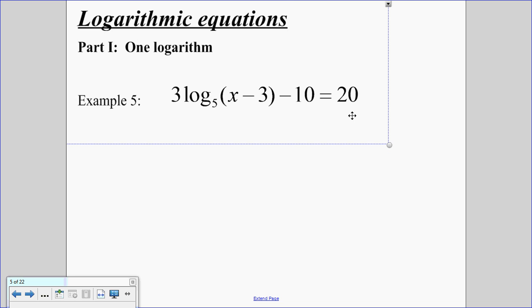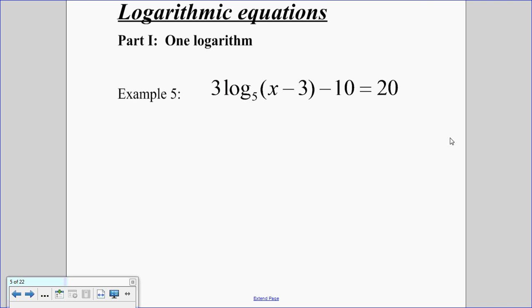So how is this one different than what we just did? This is the first equation with a log in. The other ones are exponential equations, so these are logarithmic equations. They have a log in them, and so we're going to have to go the opposite direction.